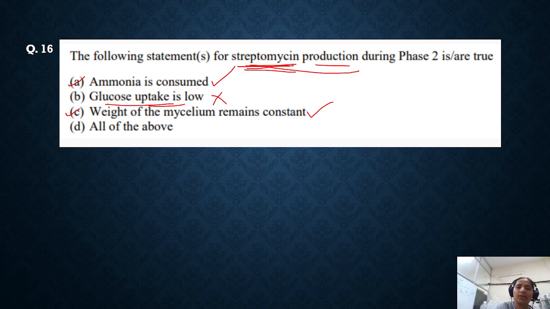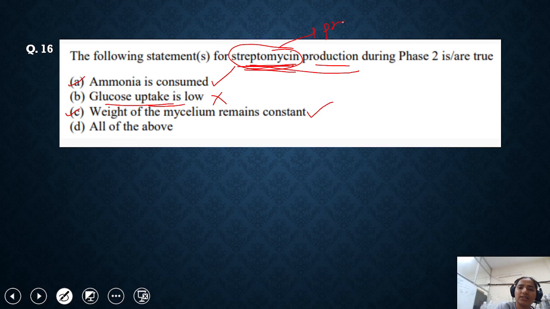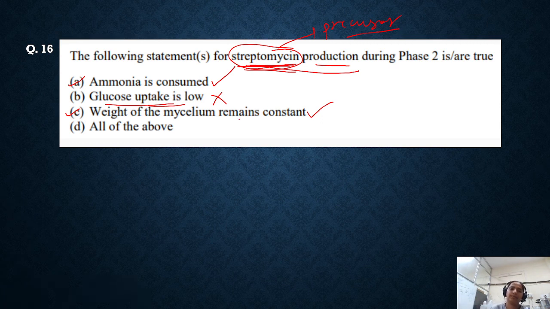Okay, you must know that the precursor of streptomycin is glucose. It requires glucose or sucrose or any type of sugar source. So for this question, the answer is A and C.